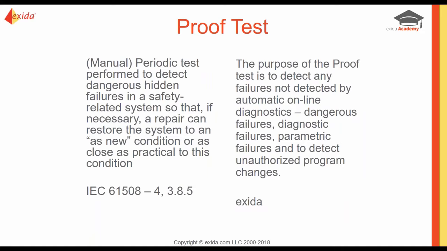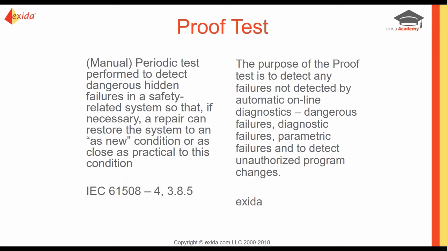So to start us out, I like to start with an absolute clean slate and define what we're first talking about, because if we have different definitions in our head, this webinar might not go as smoothly. So IEC 61508, the umbrella standard, defines proof test as a manual periodic test performed to detect dangerous hidden failures in safety-related systems, so that if necessary, a repair can be made and to restore the system to an as-new condition or as close to that as-new condition as possible. Well, Exida liked that definition, but we wanted to take it a step further.